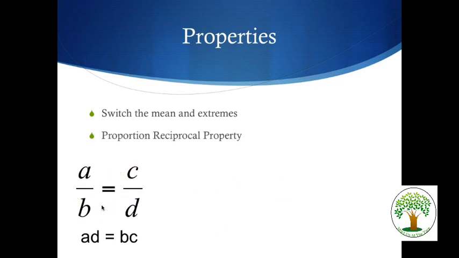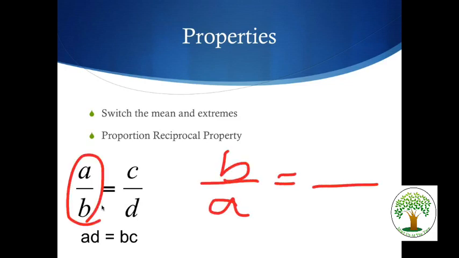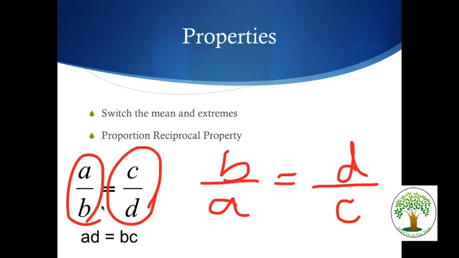Now we're going to talk about the proportion reciprocal property, or in yours, it says the reciprocal property. If I flipped, and I did the reciprocal of the left side, so I said B over A, it will equal the reciprocal of the other side. So then I flip this one and do the reciprocal of that side, put the C and D. I want you to look and see if the cross product will be the same. The cross product will be the same.